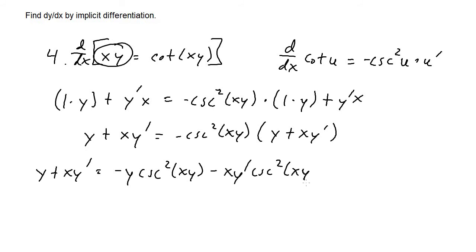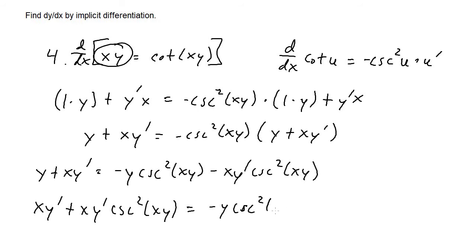So in order to isolate y prime, I'm going to subtract the y over to the right side, and then add over the xy prime cosecant squared to the left side. So we'll get xy prime, I'm going to add this over, so plus xy prime times cosecant squared of xy. And then on the right side of the equation, we have a negative y times cosecant squared of x times y. And then I can subtract over the y, so minus y.